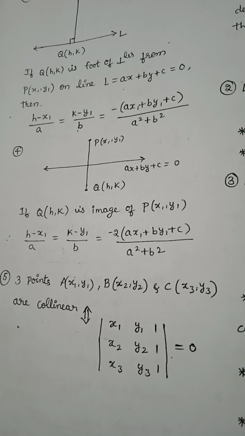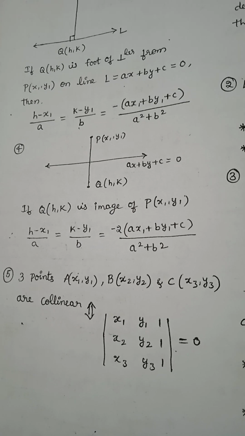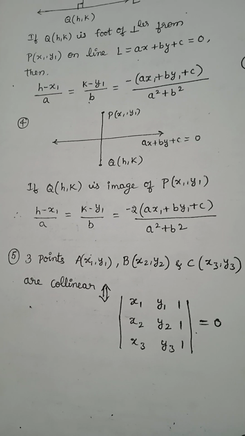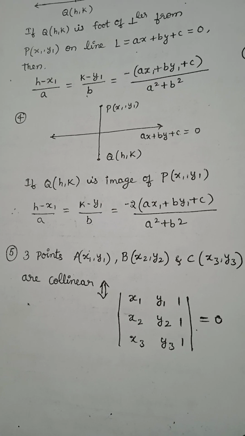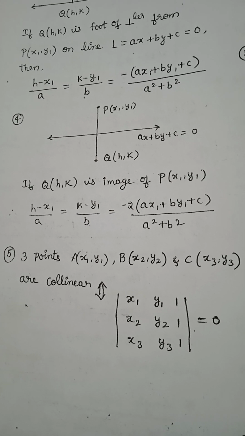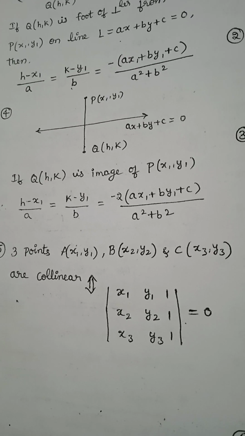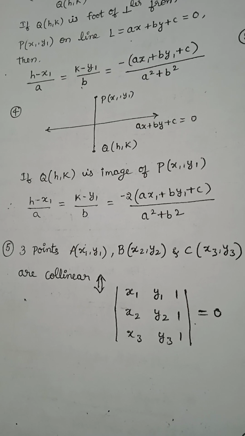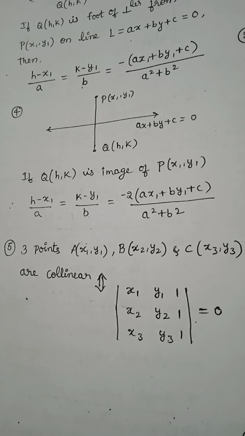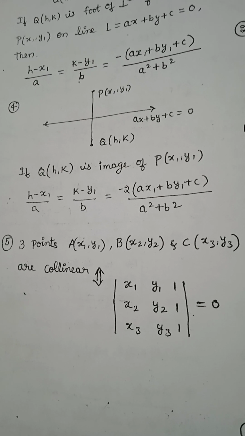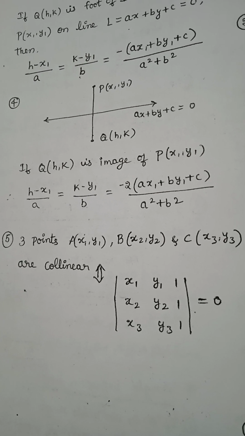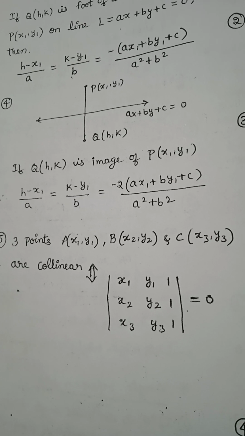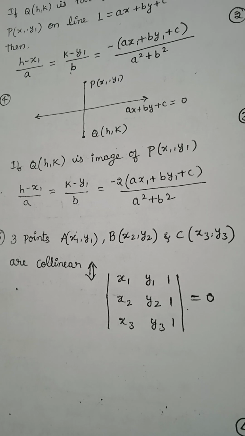Suppose if Q(h, k) is the image of the point P(x1, y1), then we have (h minus x1) by a equal to (k minus y1) by b equal to minus 2 (ax1 plus by1 plus c) divided by (a square plus b square). Three points are collinear if and only if the determinant of x1 x2 x3, y1 y2 y3, 1 1 1 equal to 0.